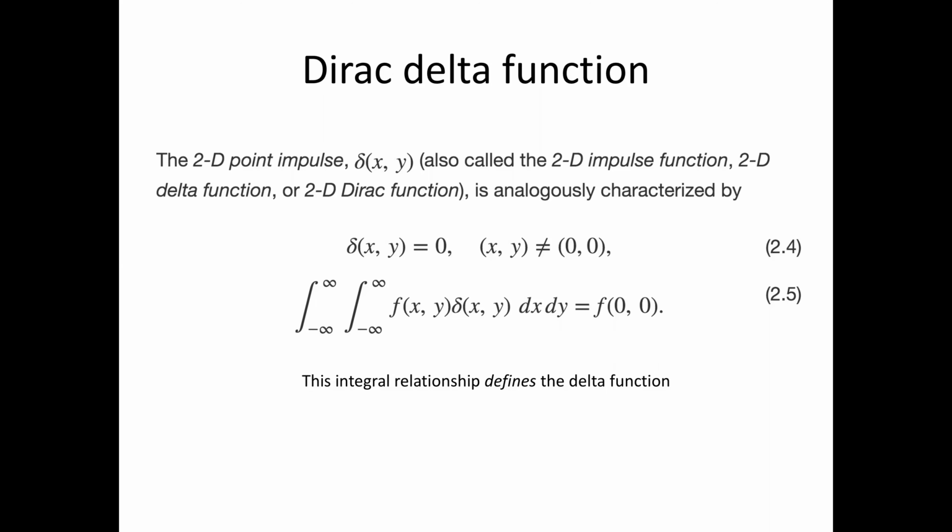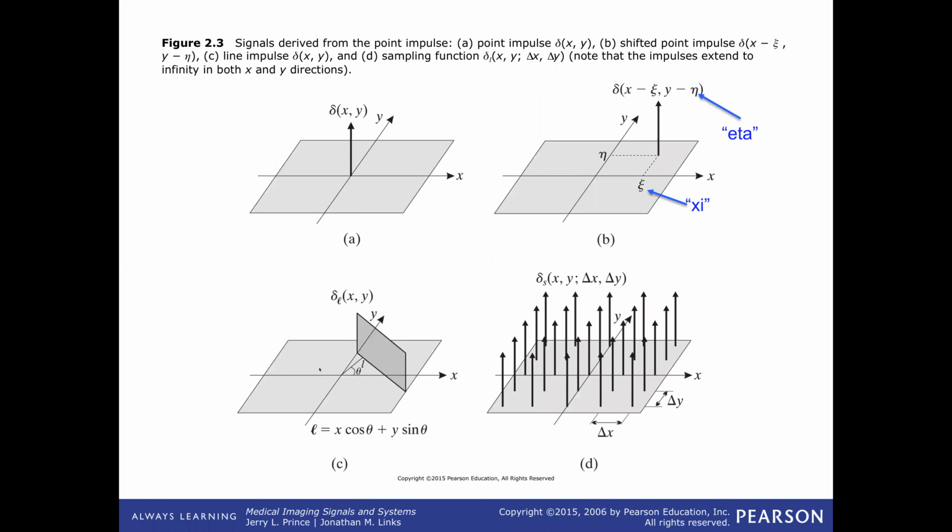So this integration defines what the delta function is. And if you look at a pictorial representation of what the delta function is, it looks something like this. It's just a spike at a specific point in 2D, at a point in the plane. And you can move that spike around in the plane. It doesn't have to happen at 0, 0. You can move it off to some point in the plane.